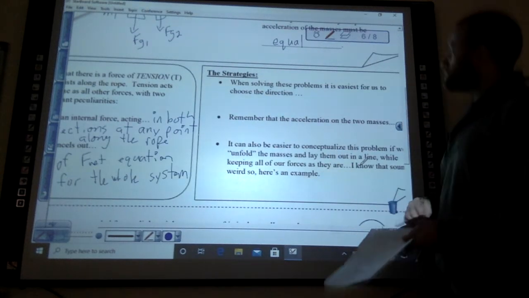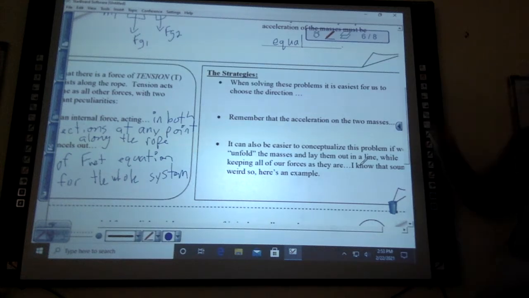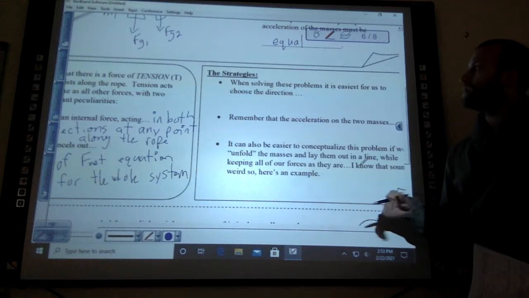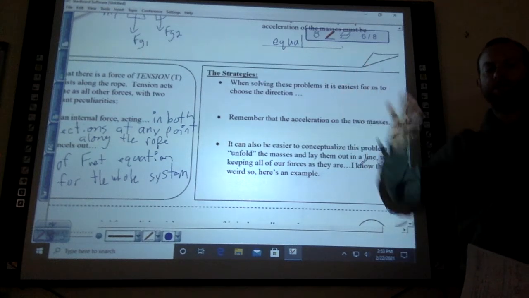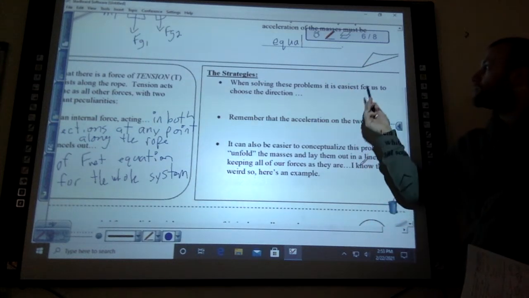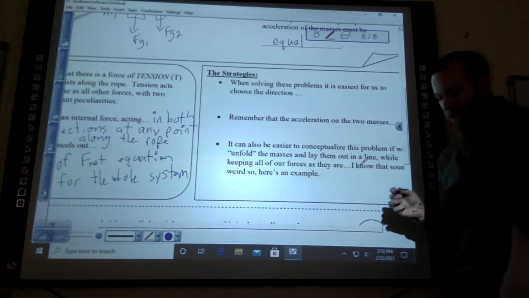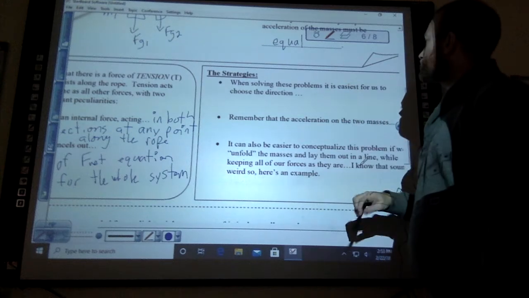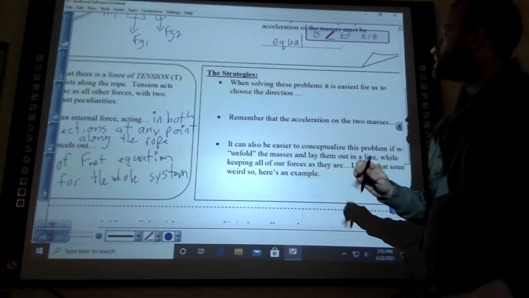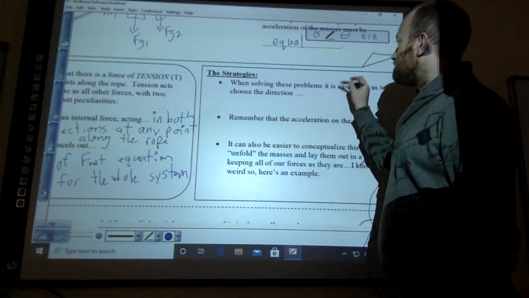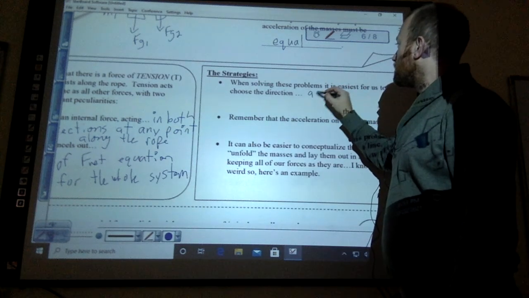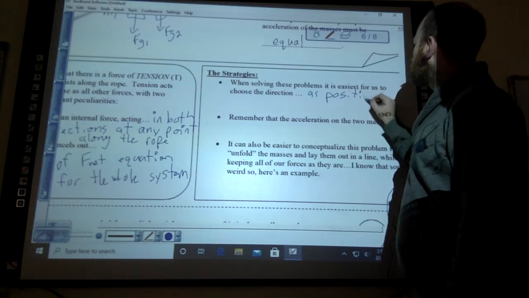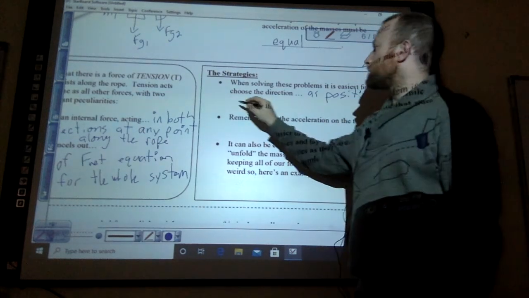So a few strategies in solving these. It's easy for us to choose the direction of the heavier mass winning. So take a look at the whole system and see what direction is moving. So when solving these problems, it's easiest for us to choose the direction as positive in the direction of motion.